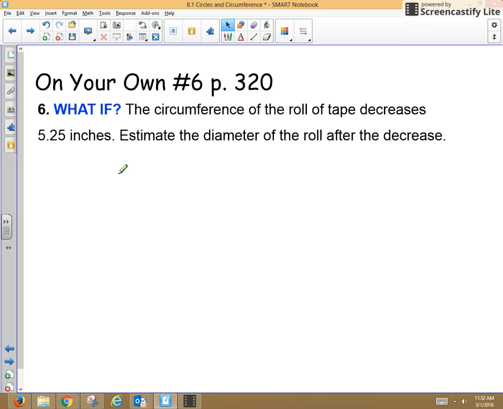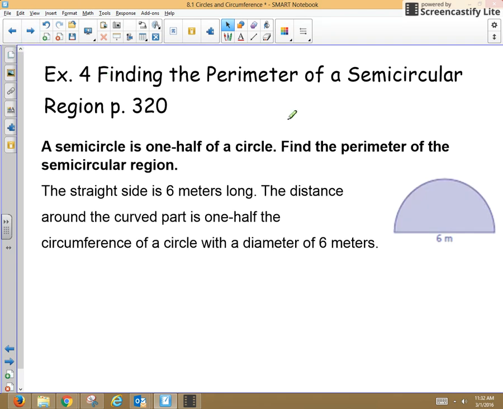Now I'd like you to try number 6 on your own. And now example 4, finding the perimeter of a semicircle region, or a semicircular region, on page 320. A semicircle is 1/2 of a circle. Find the perimeter of the semicircular region.